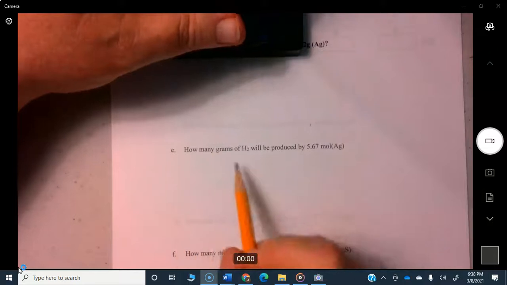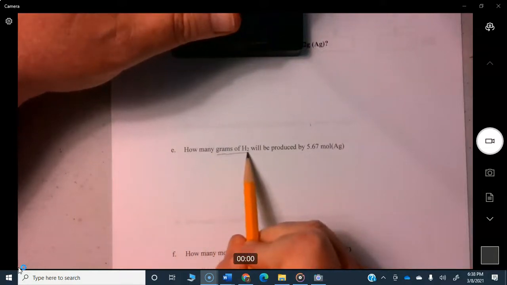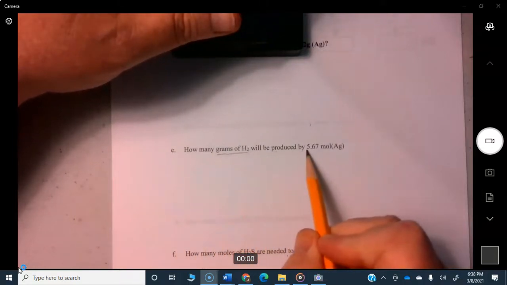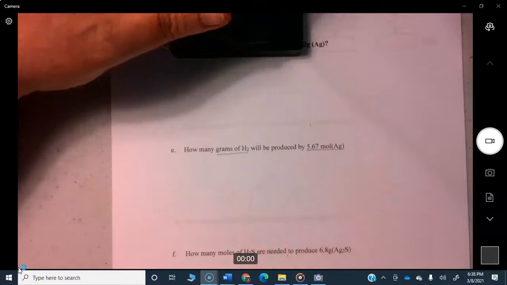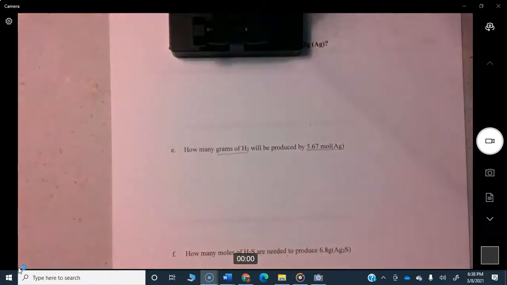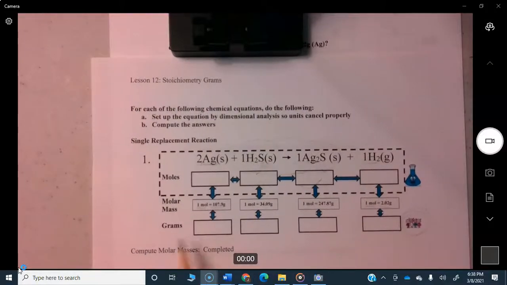So it's saying how many grams of H2 will be produced by 5.67 moles of Ag, that's silver. Okay, so let's go back here, and it's grams of H2. It wants to know how many, so that's our question mark. How many? Question mark, grams of H2. So I come down here, here's the grams row, and here's the H2 column, so the how many is the question mark right there.